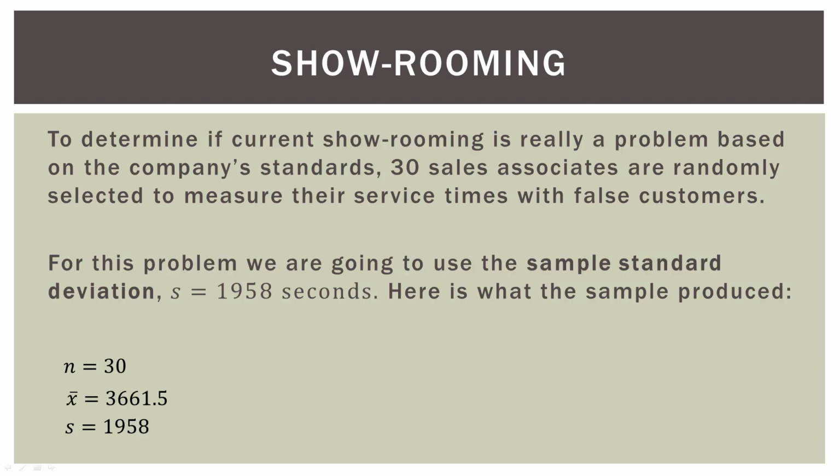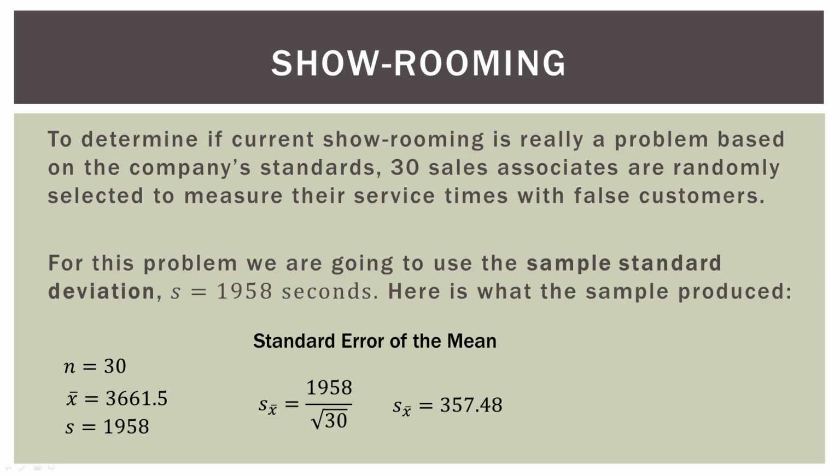Our sample standard deviation, s, was 1,958 seconds. So we can find the standard error of the mean. That is 1,958 seconds divided by the square root of 30, our sample size. So we have a standard error of the mean of 357.48. Now we can find the confidence interval.